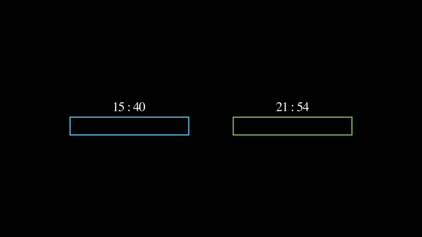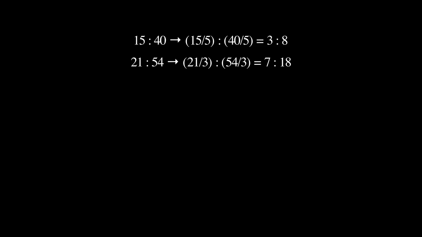Again, we shrink both ratios to their smallest equal parts and compare, but this time we should be careful since the numbers might not match. 15 and 40 can both be shrunk by dividing by 5, giving 3 is to 8. 21 and 54 can both be shrunk by dividing by 3, giving 7 is to 18.